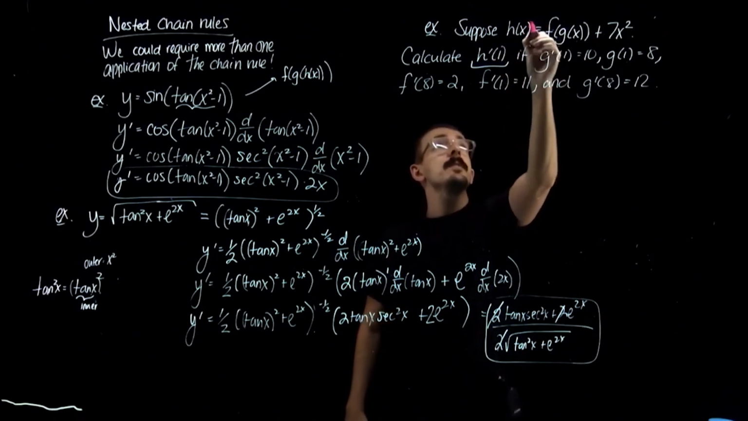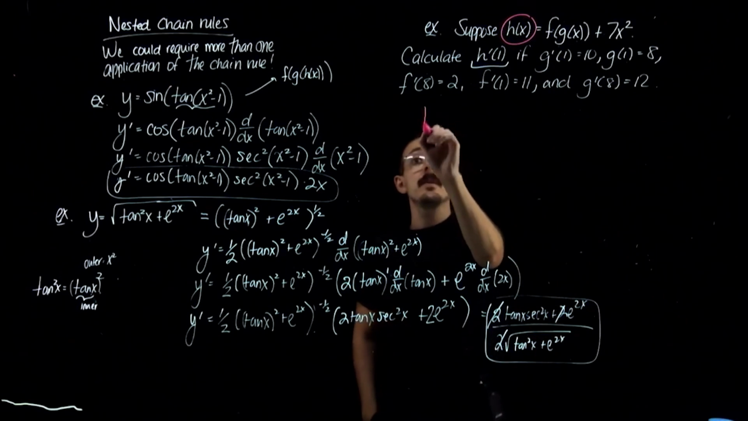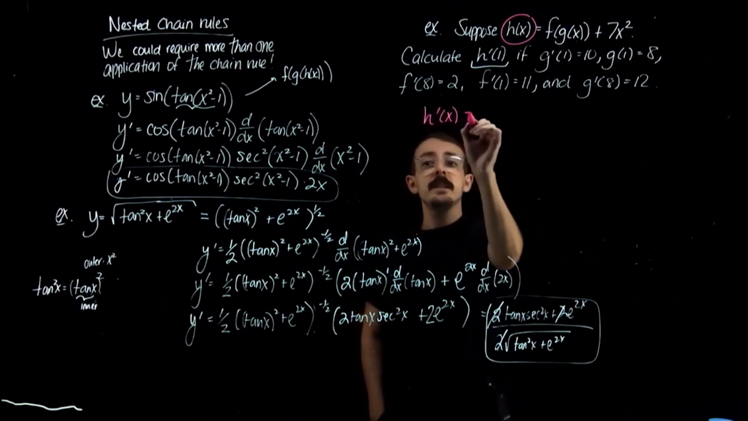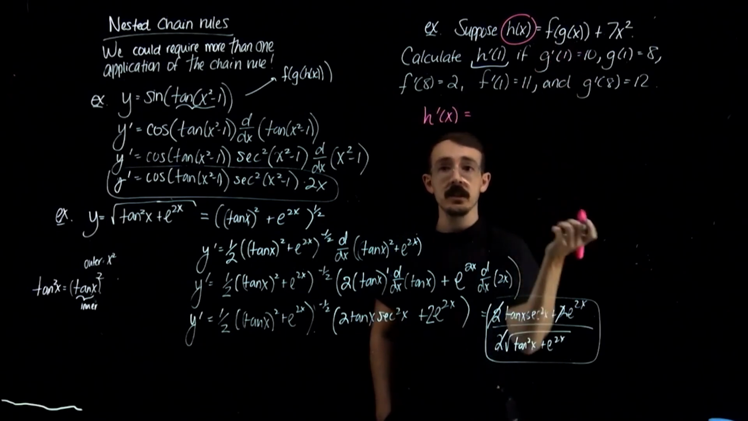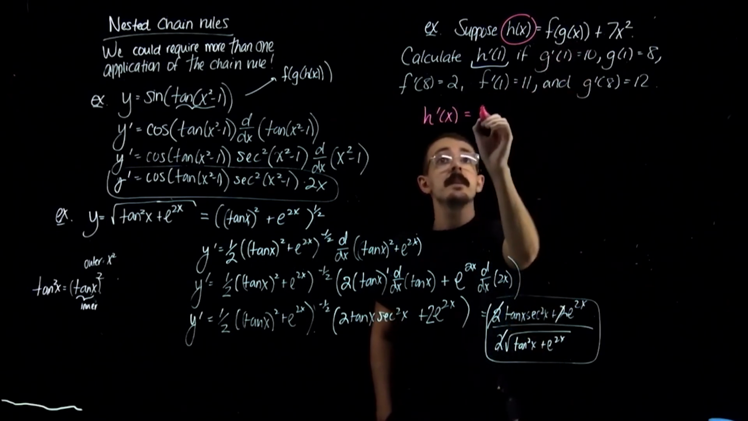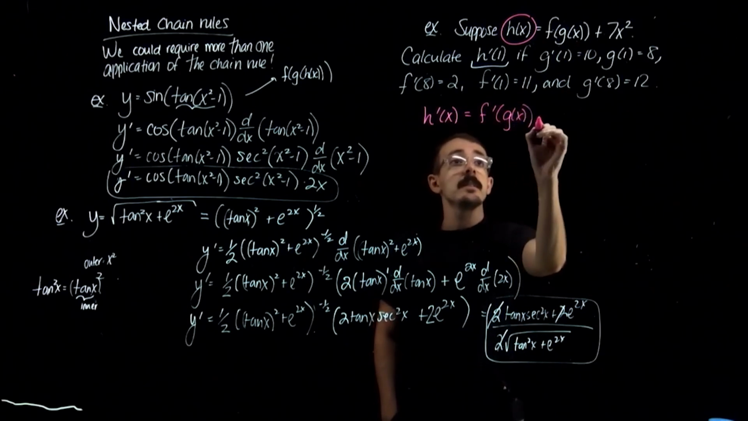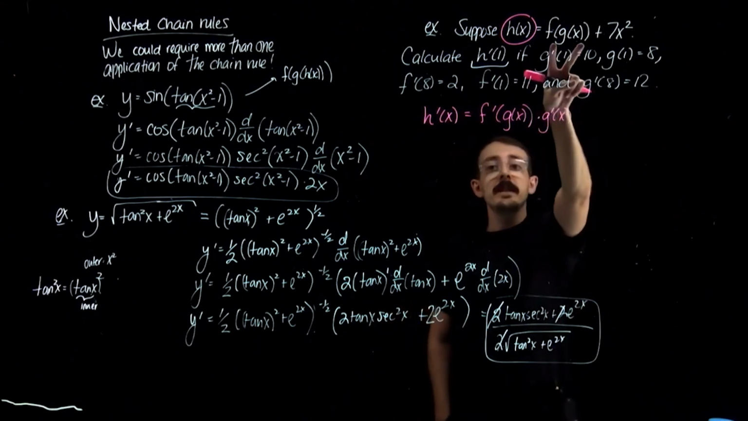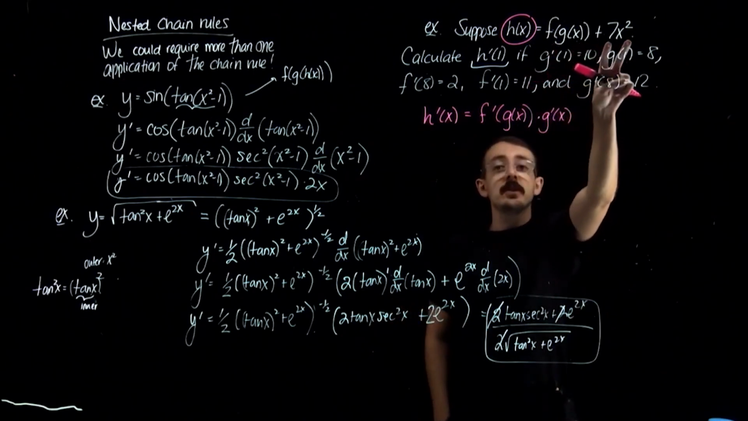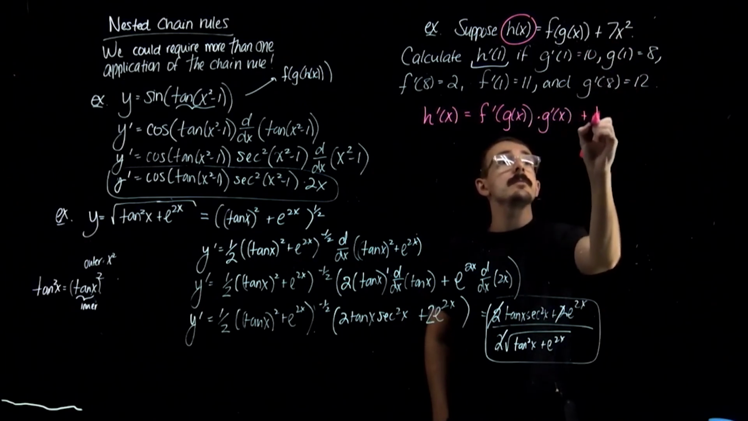So if I'm looking for the derivative of this function, I'm going to need the chain rule. So h prime of x is, the derivative of a composition of functions like this is just the chain rule. So the derivative of this piece is f prime at g of x times g prime of x. So this is the derivative of this piece, plus, and then I just do the derivative of this. So that's going to be, if I bring the 2 down, that's plus 14x.